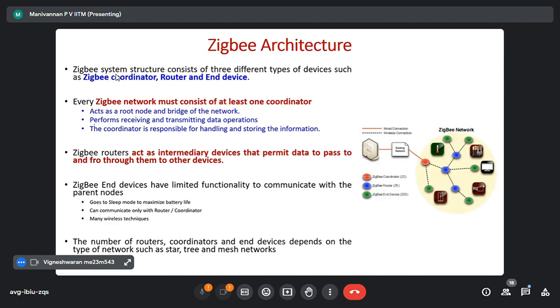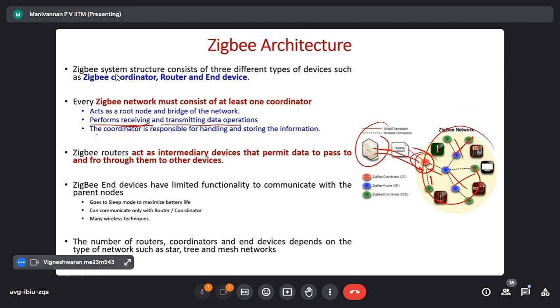Then it performs receiving and transmitting data operations. Data is received from other nodes and transmitted to the outside world. From the outside world, the reverse is also possible. Only this fellow can do that. That is the second job. Receiving and transmitting data from other nodes to the outside, both ways. So these people cannot send anything to the outside world.